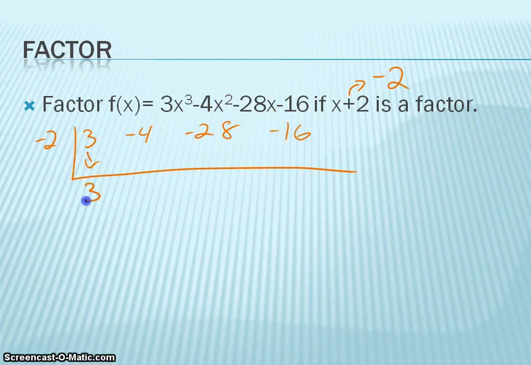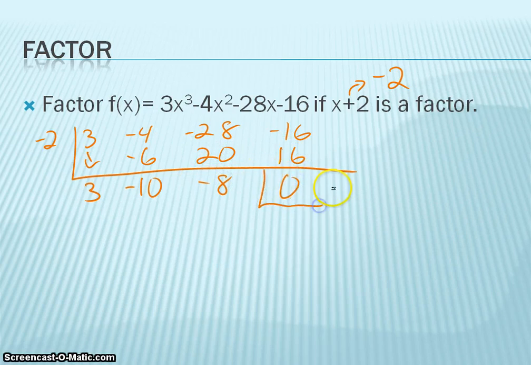Drop the first term, 3, multiply, add, multiply, add, multiply, and indeed my remainder was 0. I'm good. Now remember, remainder, constant, first degree, and so on. So when I divide out x plus 2, I get 3x squared minus 10x minus 8. Now, I see that my a is not equal to 1, so I am going to have to factor this.